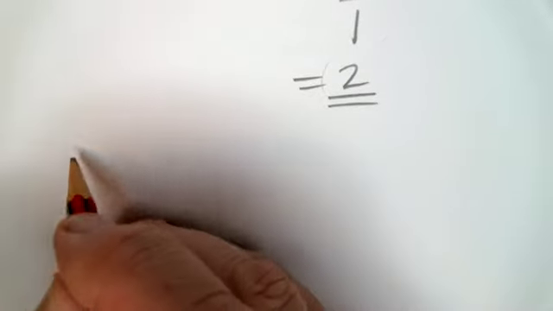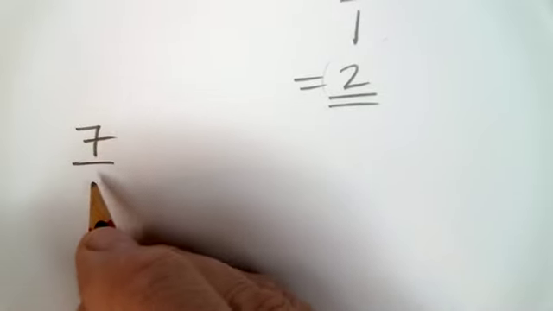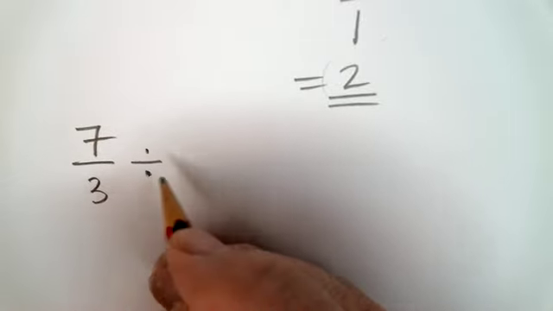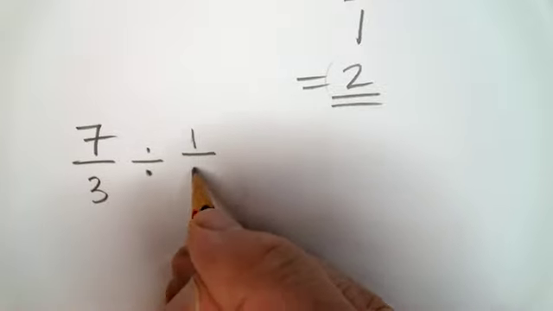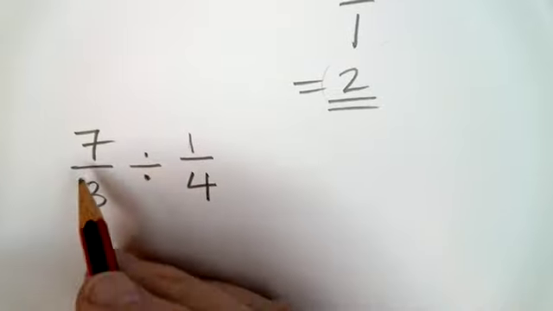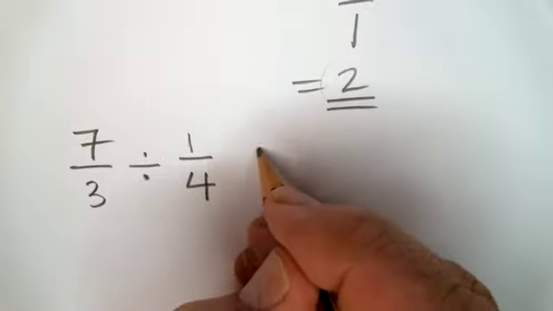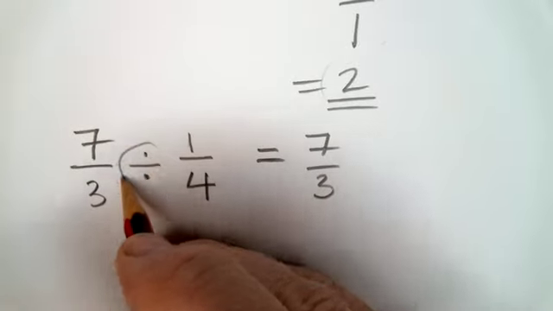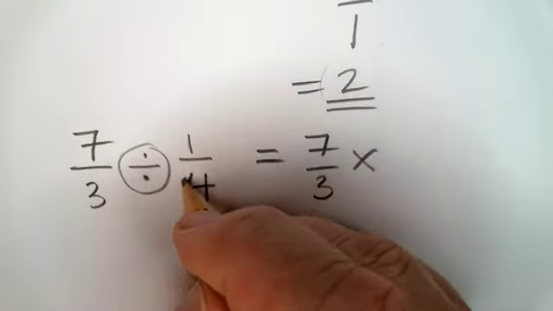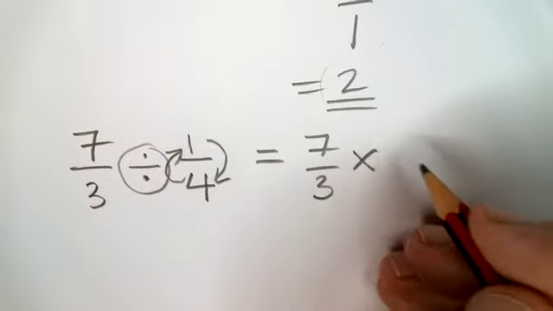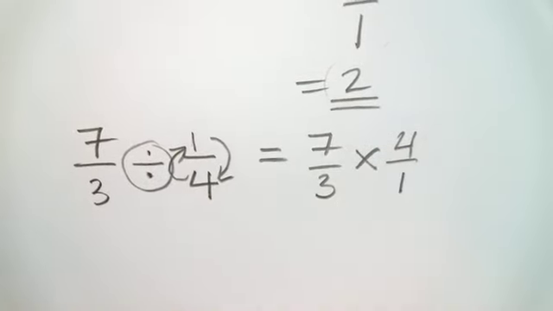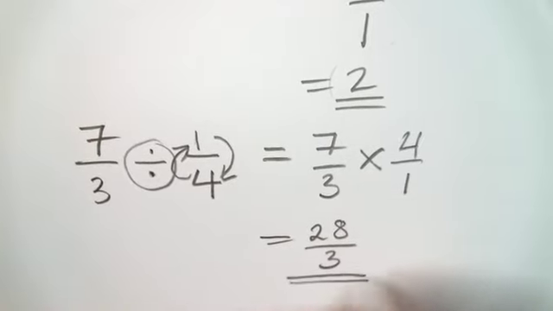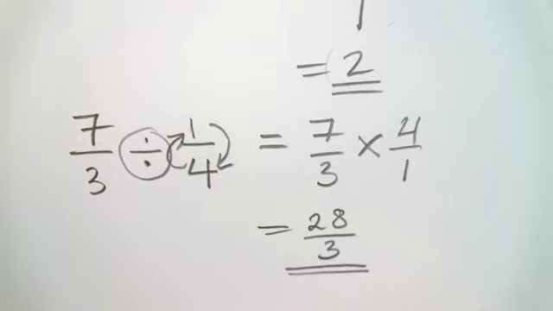So let's look at another one. Here we go. Let's look at 7 over 3, and let's divide 7 over 3 by 1/4. And what does that mean? It means we've got 7/3, and the division becomes a multiplication, and I find the reciprocal. I flip this up the other way, and it becomes 4 over 1. 7 4s are 28, 3 1s are 3, and the answer is 28 over 3.